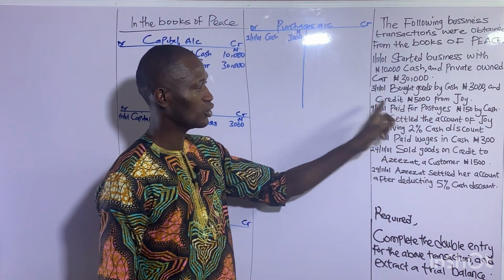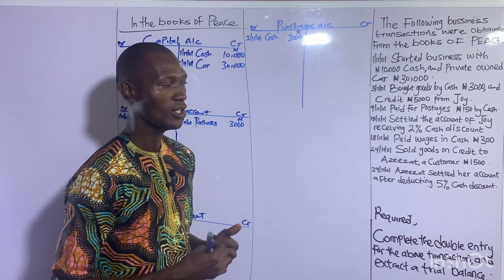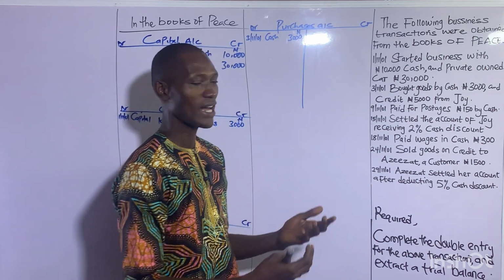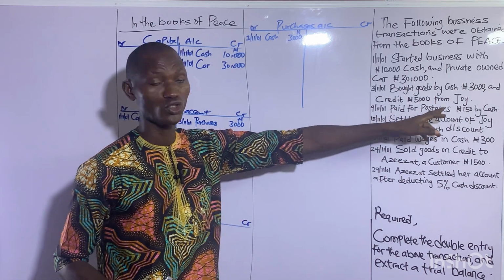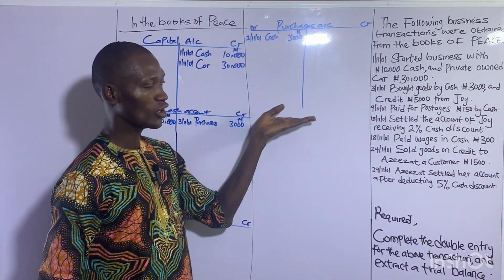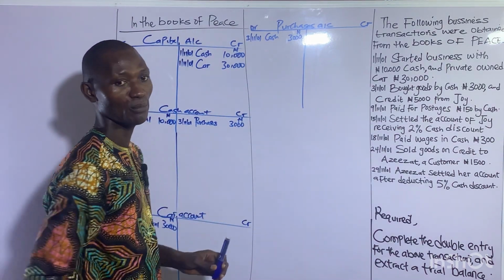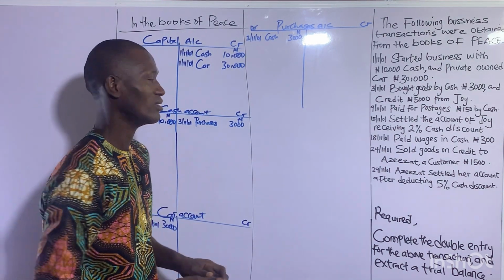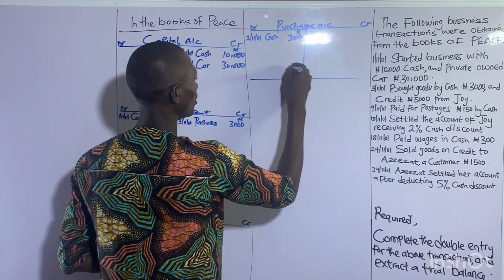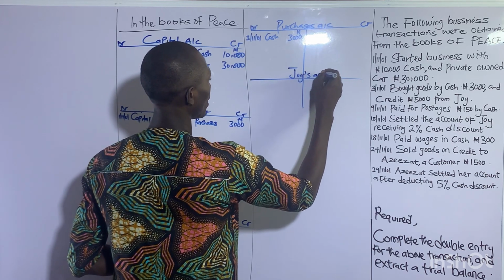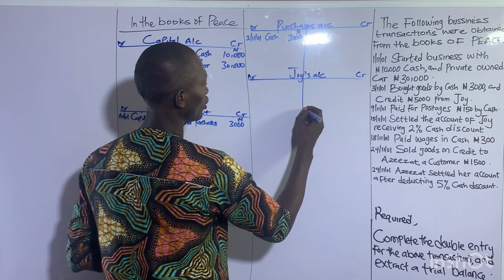So the two accounts here are purchases account and Joy's account. So Joy is giving, she's a supplier. We credit Joy's account and we debit purchases. Since we have not opened Joy's account, we open Joy's account, credit it, and we debit purchase account. And since we have already opened our purchase account, we don't need to open it any longer. So we have Joy's account. So we are going to credit Joy because Joy is giving.